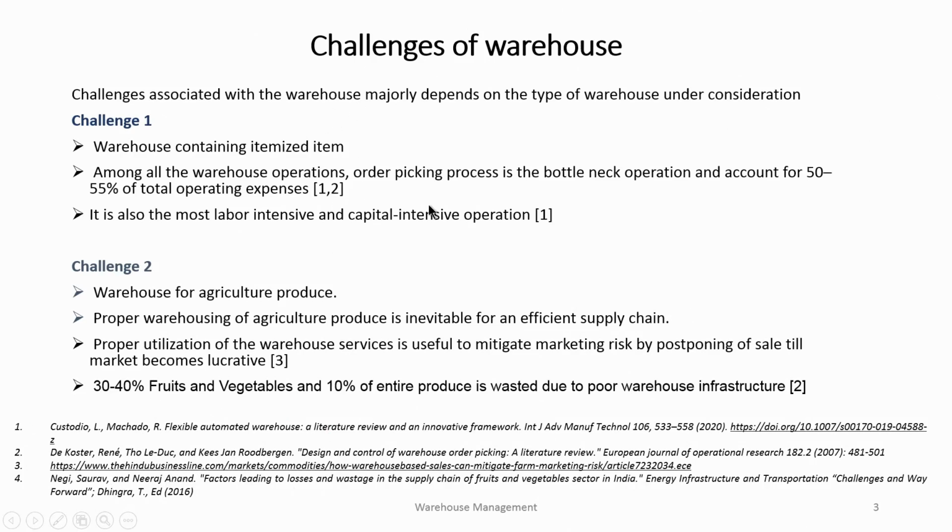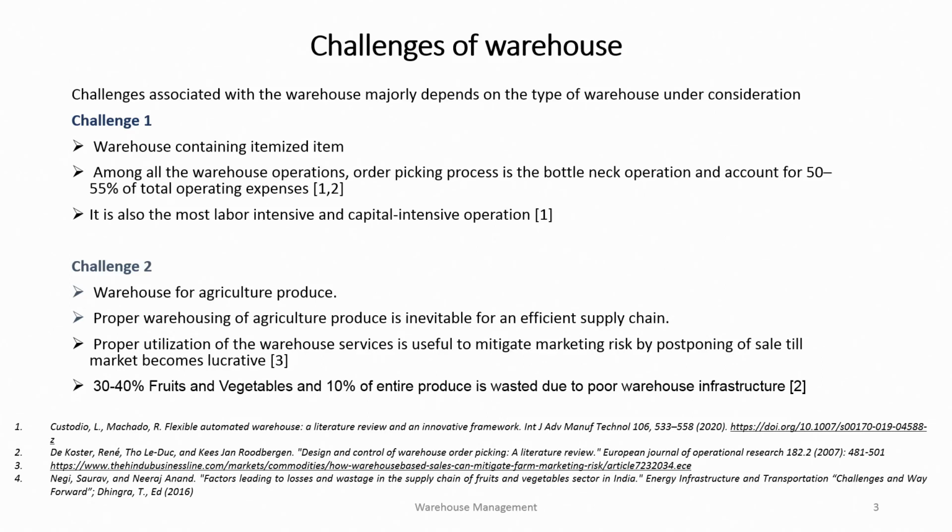Okay. Warehouse containing itemized items, among all the warehouse operations, the order picking process is the bottleneck operation. I mean, this is where customer satisfaction comes into the picture. It is actually a process, right, and this order process is the bottleneck operation. It accounts for 50 to 55% of total operating expenses for anyone who is managing a warehouse. It is also the most labor intensive and capital intensive operation. Okay. So, that is coming from this reference down below.